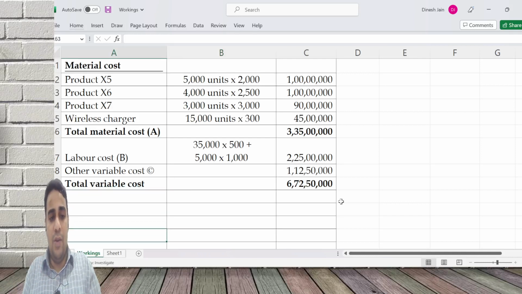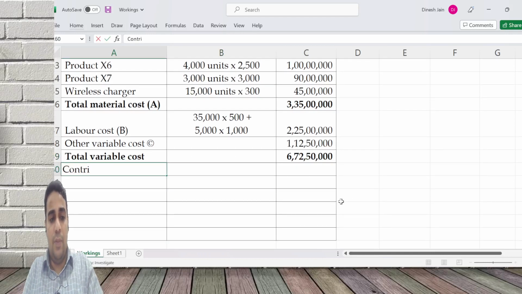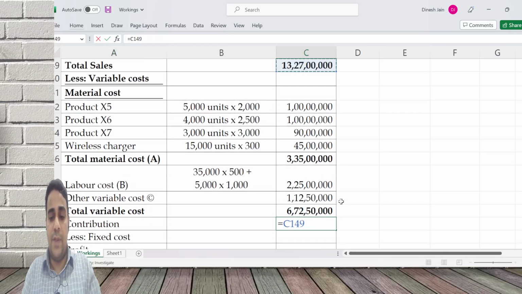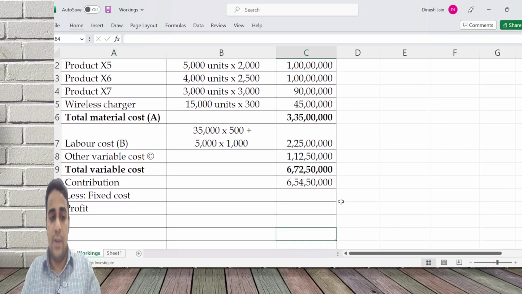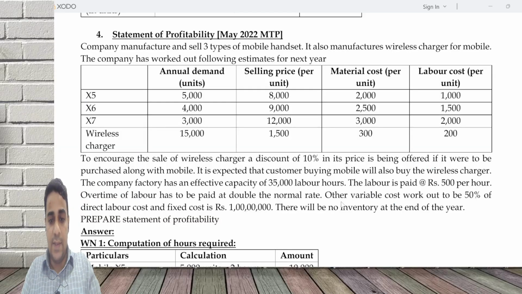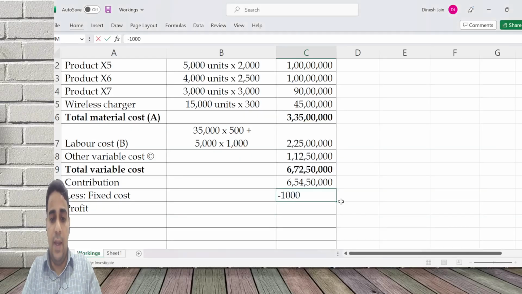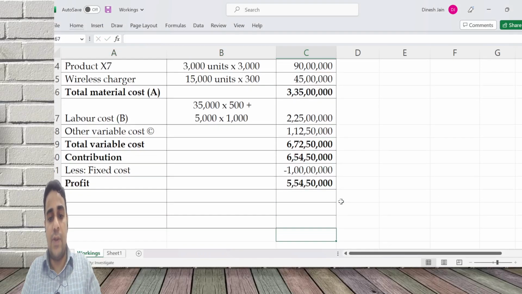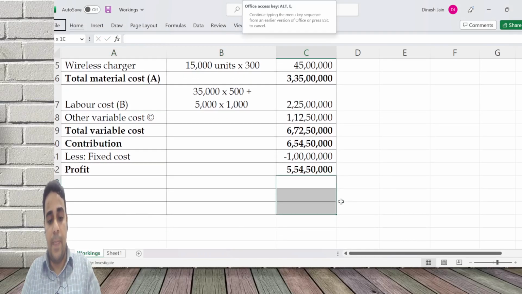I think this problem is almost over now. Contribution less fixed cost is profit. Sales minus variable cost, less fixed cost. In case there are any calculation errors or anywhere you have a doubt, let me know. Profit is 5 crore 54 lakh 50,000. Contribution is 6 crore 54 lakh 50,000.